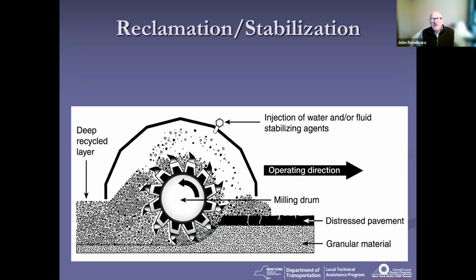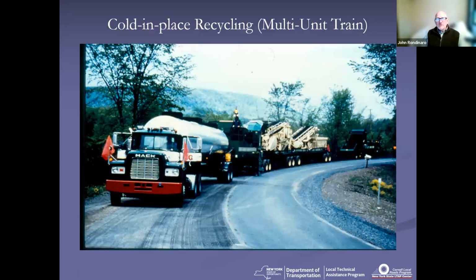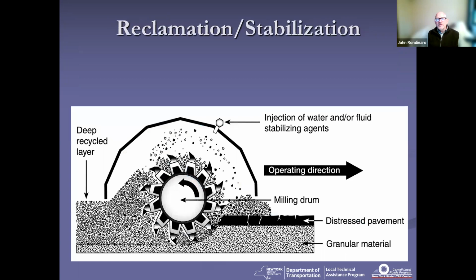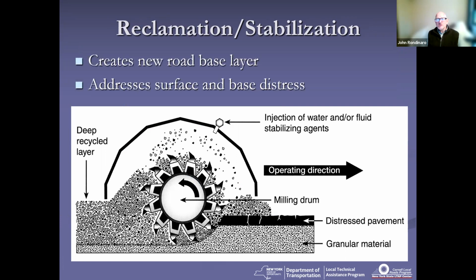Reclamation and stabilization, that's getting you down a little deeper, whereas with the cold in place recycling, you're getting down 4 to 6 inches. With the reclamation and stabilization, that's going to allow you to get down 12 inches, maybe up to 18 inches. And in this case, you're grinding up both your distressed pavement and your underlying granular material, and it's giving you a nice deep recycled layer. A lot of times you're adding in a stabilizer, and that is creating a new base layer, and it allows you to address both your surface and your base distresses. It's a real nice treatment to have in the toolbox.